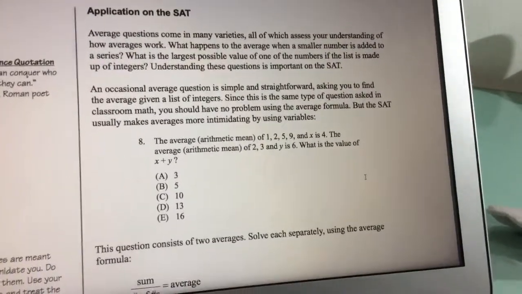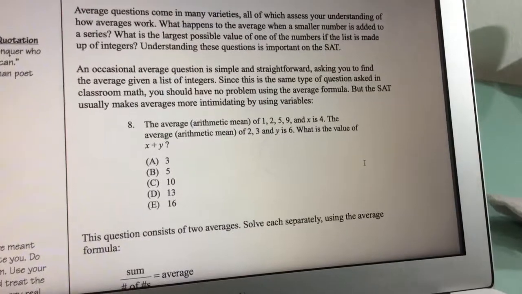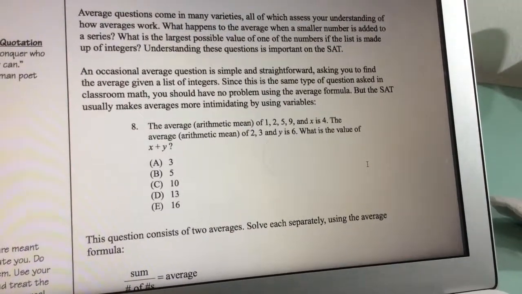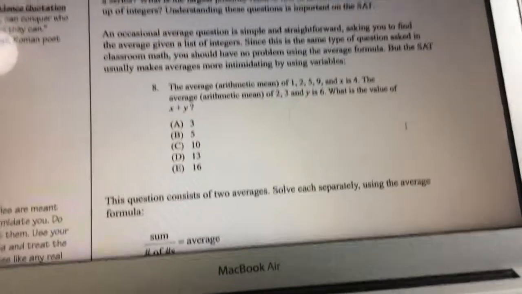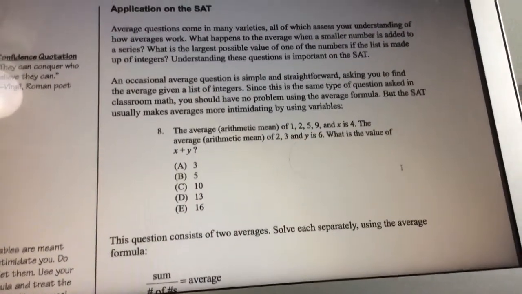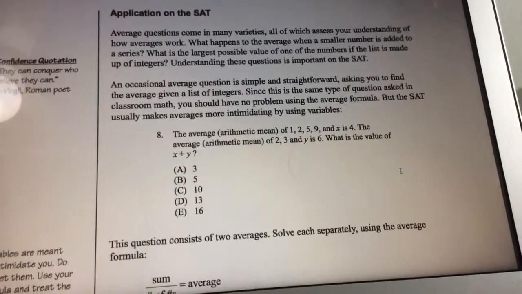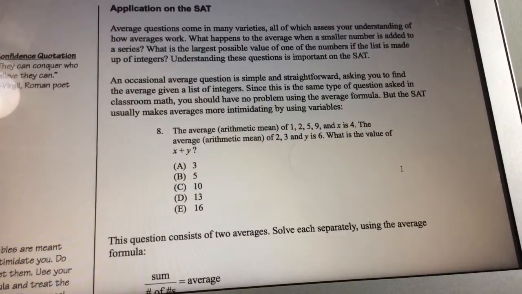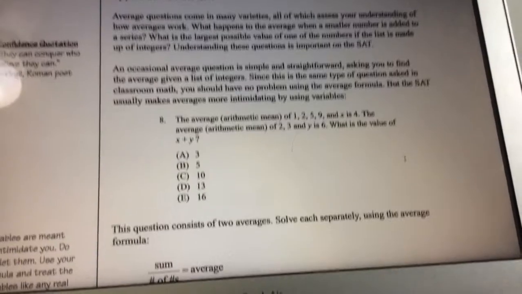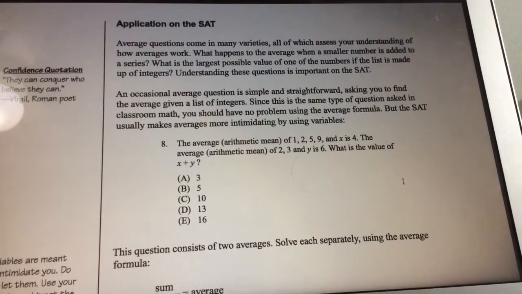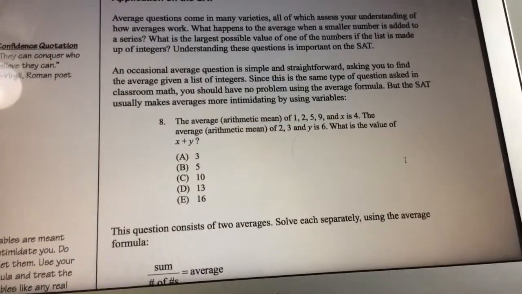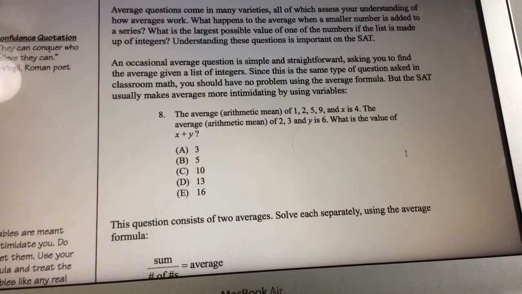Okay, the average arithmetic mean of 1, 2, 5, 9, and x is 4. The average arithmetic mean of 2, 3, y is 6. What is the value of x plus y? The average. So, guys, here we need to calculate the value of the number x. Okay, guys, that's what we need to calculate here. Now, because it tells me that the arithmetic mean is 4 and the other arithmetic mean is 6.